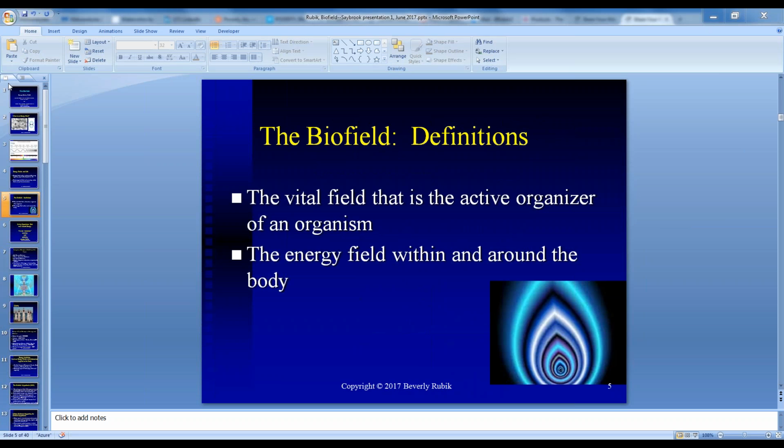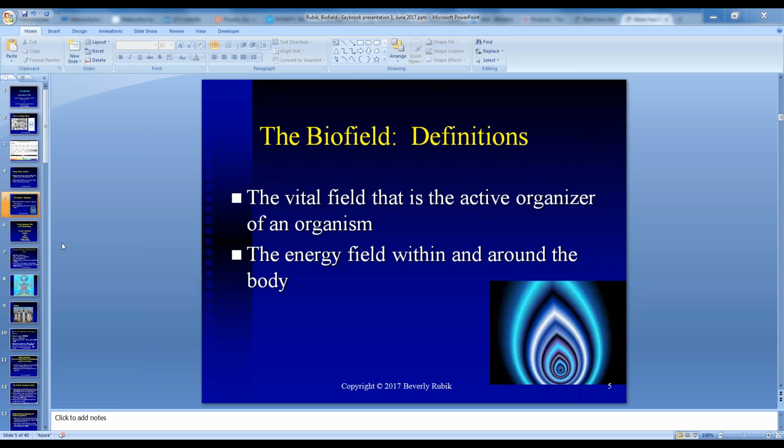So, my definition of the biofield is the vital field that is the active organizer of an organism. And every living organism would have a biofield. And so that field is within us as well as around the body, but radiates out into space. And we literally emit energy. I mean, if we could find that energy, it would be in outer space too. The energy coming from our body is very, very low level, but it doesn't have any boundary. It's not like the skin, and it's not bounded by the skin. So it goes out from beyond the body.